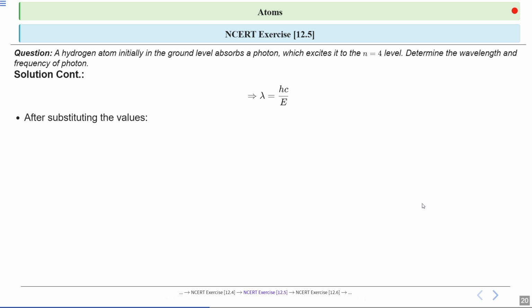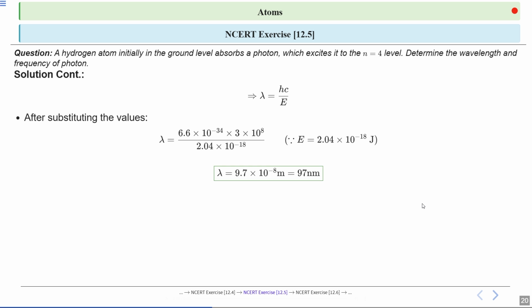Now let's substitute the known values into our formula. We will use h equal to 6.6 times 10 to the power minus 34 joule seconds, c equal to 3 times 10 to the power 8 meter per second, and E equal to 2.04 multiplied by 10 to the power minus 18 joule, which is the energy difference between the two levels. So after substituting, we get lambda equal to 6.6 times 10 to the power minus 34 times 3 multiplied by 10 to the power 8 divided by 2.04 multiplied by 10 to the power minus 18. This step shows the actual calculation.